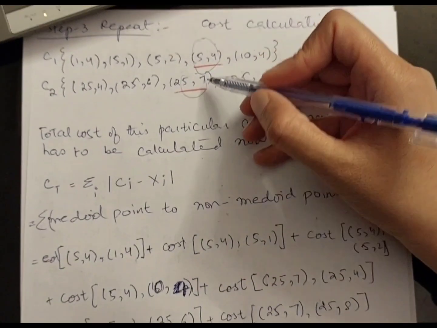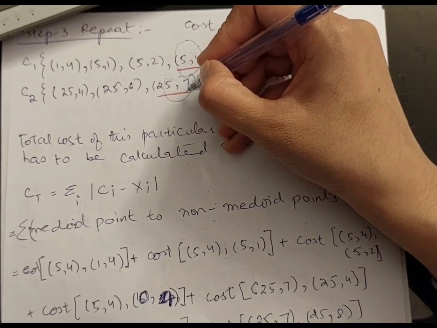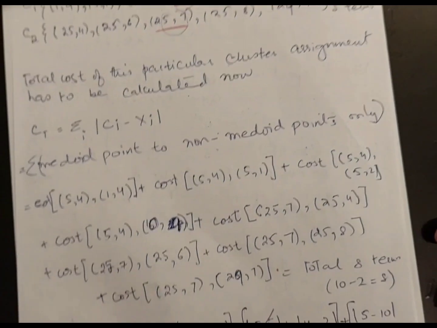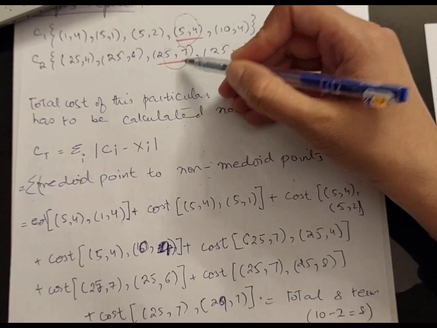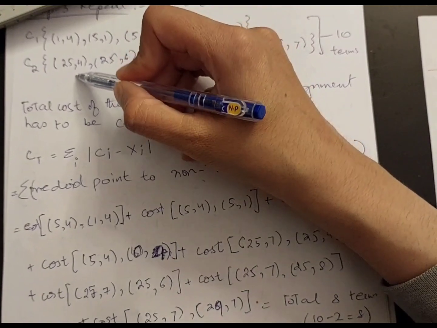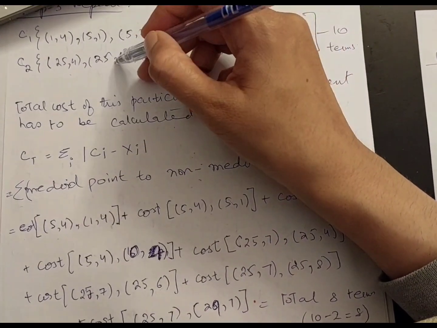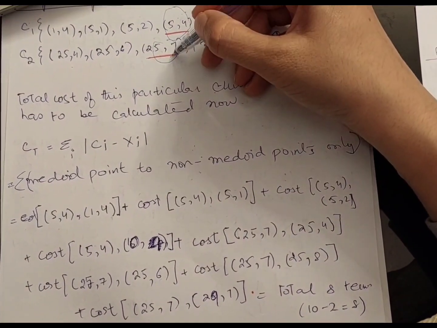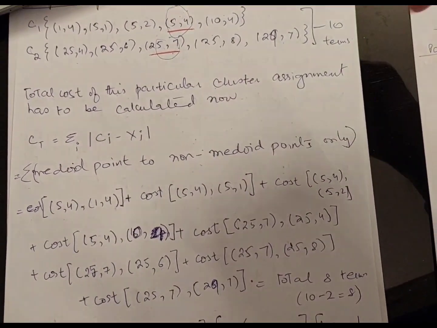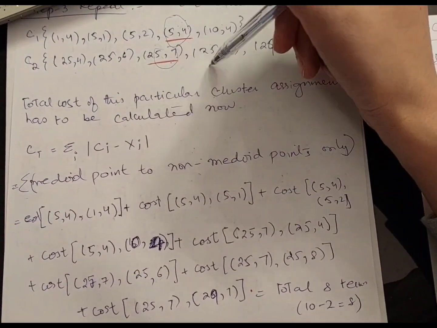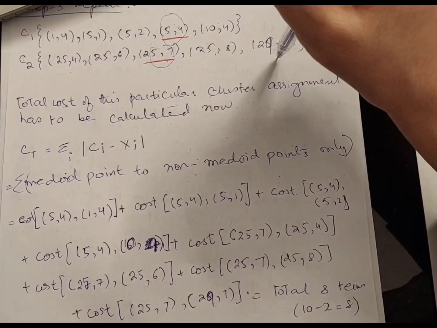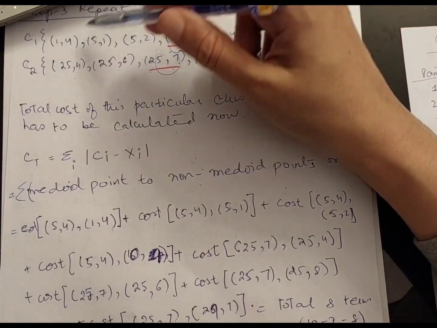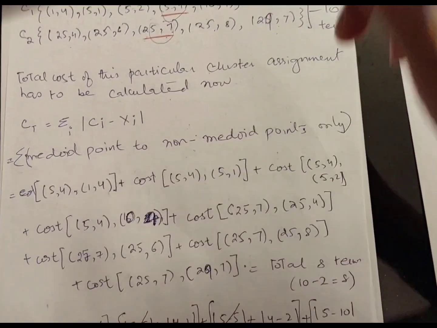Okay, so now in the second calculation we will find out the cost of this second medoid from all these data points. So the cost of 25 7 medoid from this data point, and the cost of this medoid from this data point, and the cost of this medoid from this data point, and the cost of this medoid from the last data point. So basically for 1 2 3 4 5 terms we will get 1 2 3 and 4, and for these we will get 1 2 3 and 4.